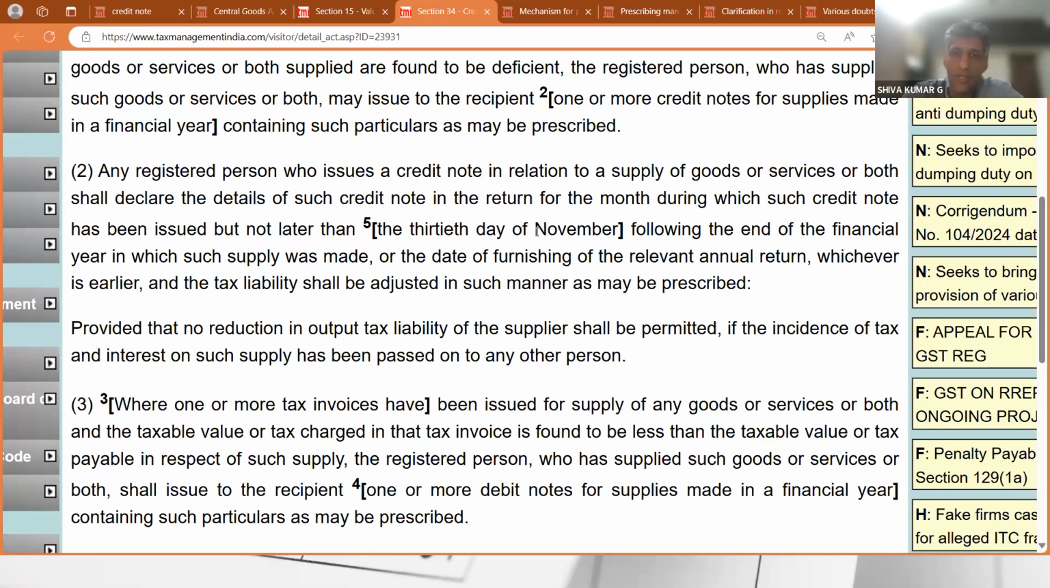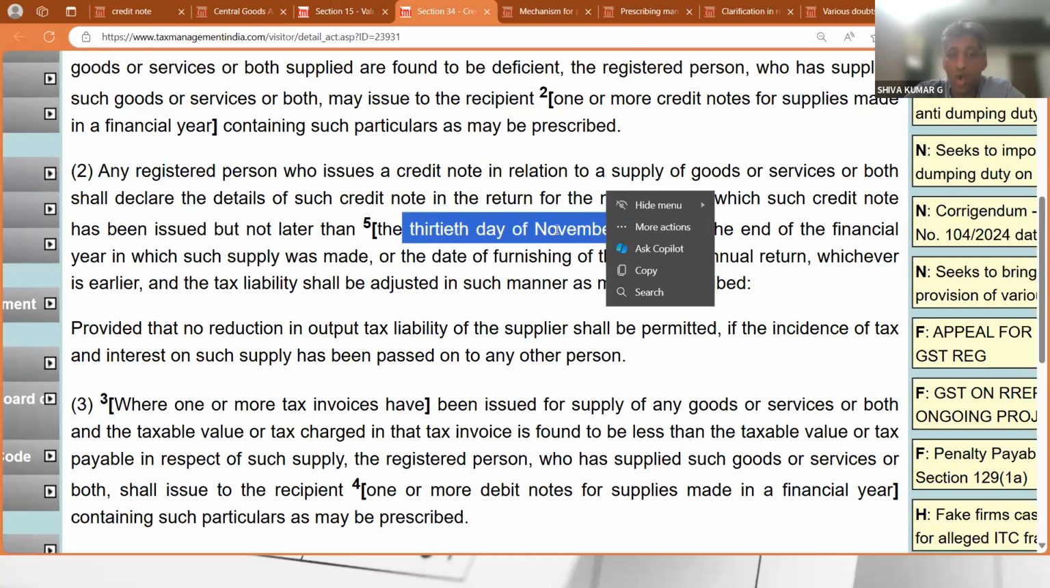Because whatever credit note I issue in the month of October, I can file it in GSTR-1 of November, which I file on 11th November, that's the due date. Even if I delay it by one or two days, I have no problem because I have to declare it by 30th November. If I do not declare it by 30th November, then the credit note is gone.